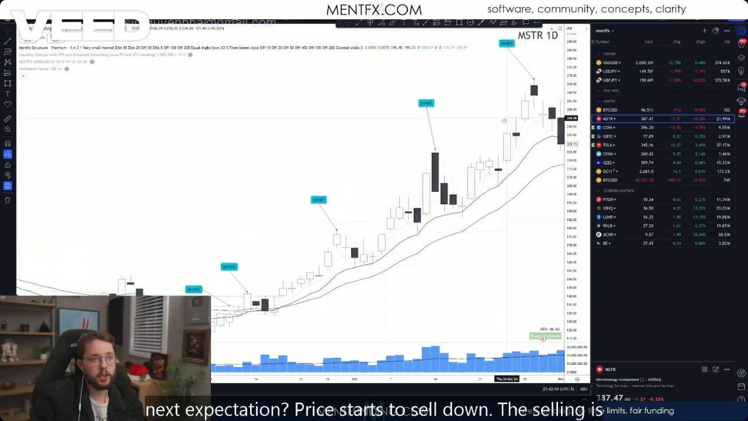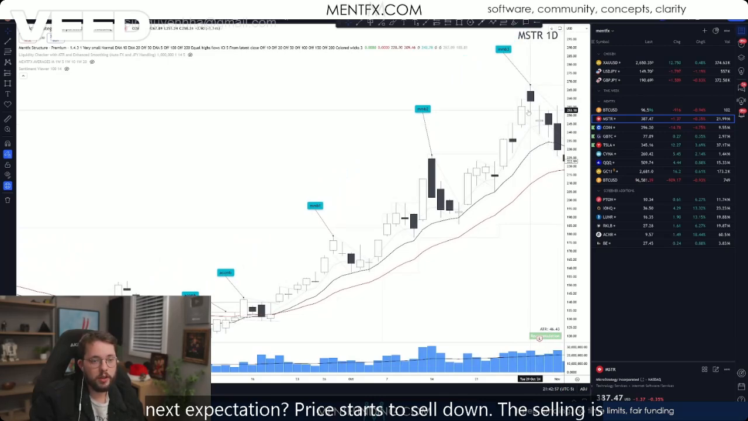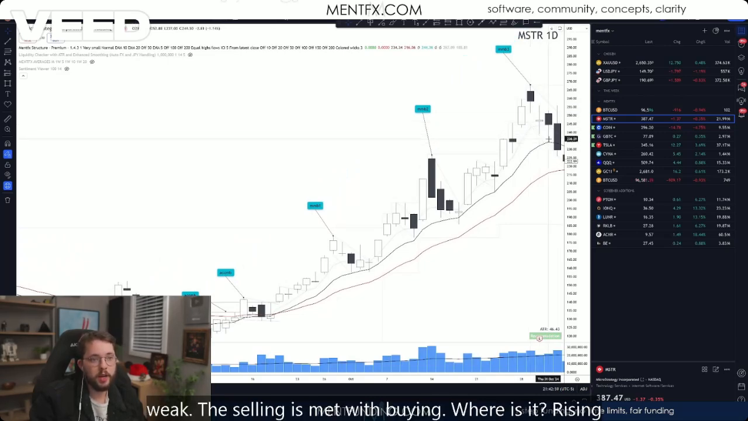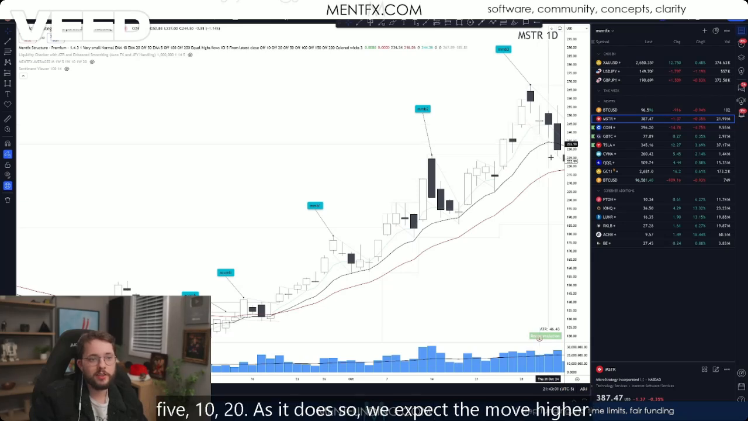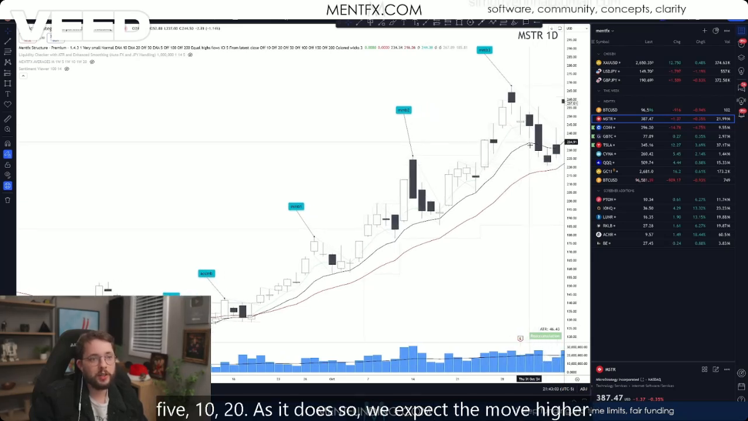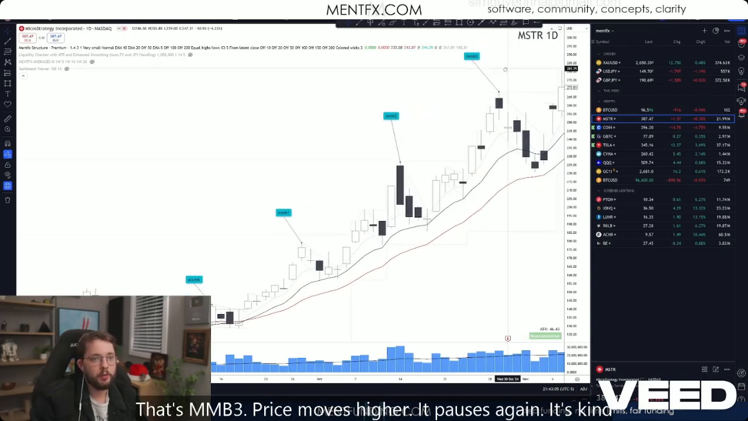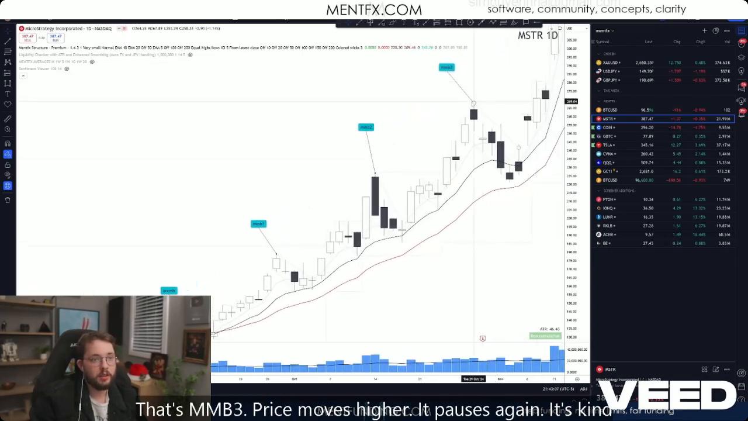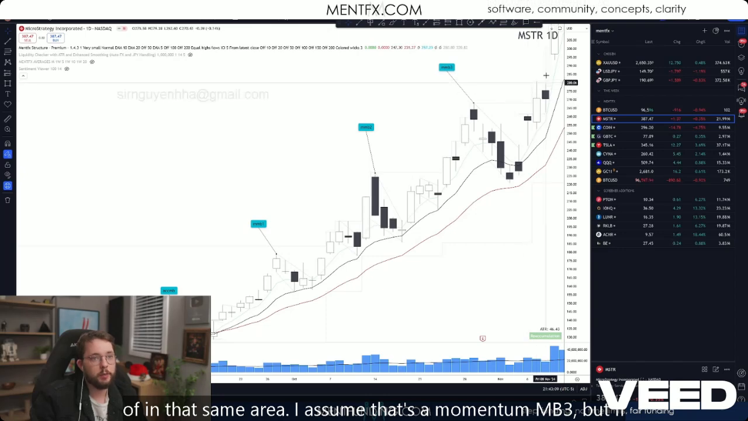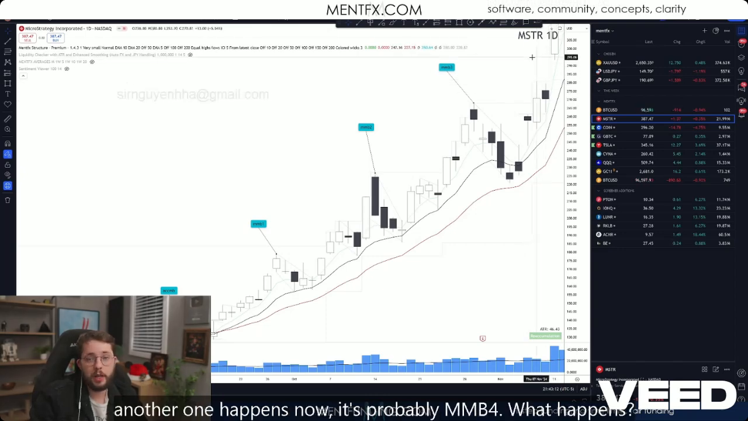What's the next expectation? Price starts to sell down. The selling is weak. The selling is met with buying. Where is it? Rising 5, 10, 20. As it does so, we expect to move higher. That's MMB3. Price moves higher. It pauses again. It's kind of in that same area. I assume that's a momentum MB3, but if another one happens now, it's probably MMB4.